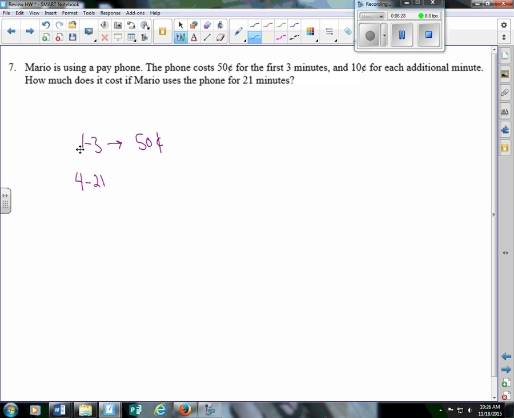Now, this sometimes gets confusing if you don't use a chart. But one way to do this is to say, okay, I have 21 total minutes, and I've already used 3. So I minus 3. That means that I have 18 minutes for that section. So those 18 minutes are going to each be 10 cents. So that's going to be $1.80. And then to get our total, we'd add them together, and we get $2.30.